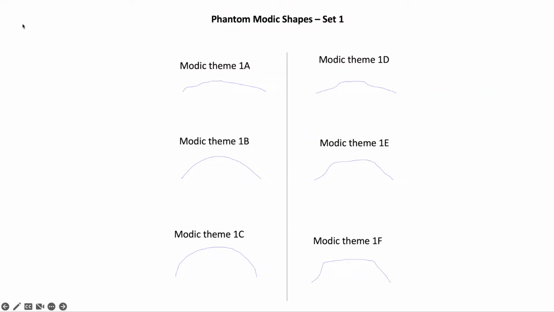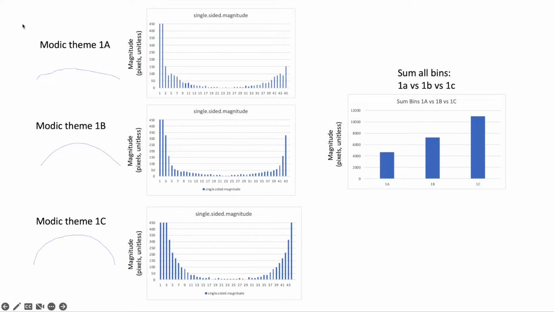We will begin by exploring a range of phantom Modic shapes. Some are shallow lesions, as in the top row, while others are deep lesions, as in the bottom row. The middle column displays the frequency plots showing how the LCPC transform sees these shapes A, B, and C. Multiple indices can be derived from these frequency plots, but a simple one is to sum all bins for each graph. Once we do so, we see the values in the graph on the right.